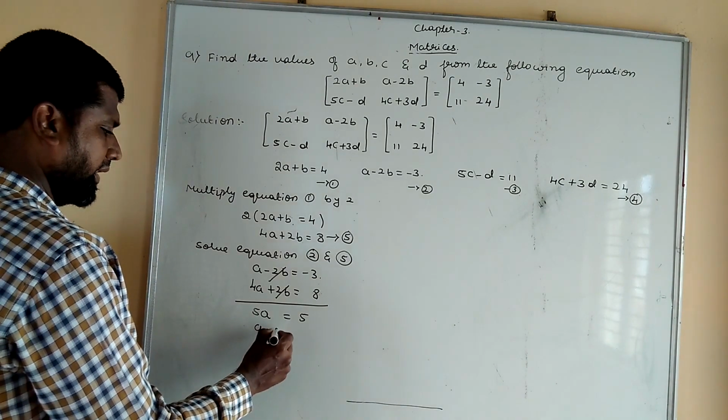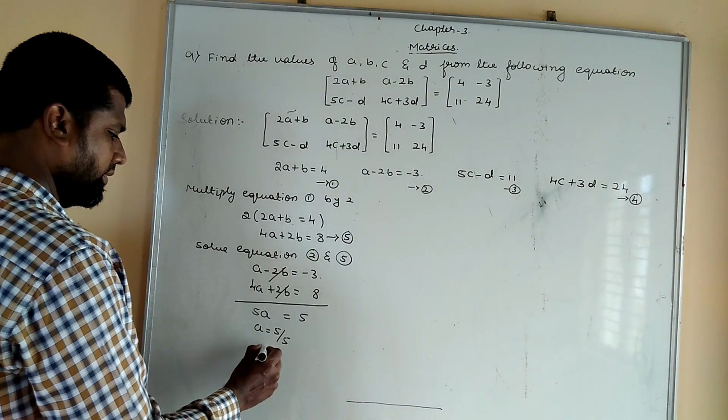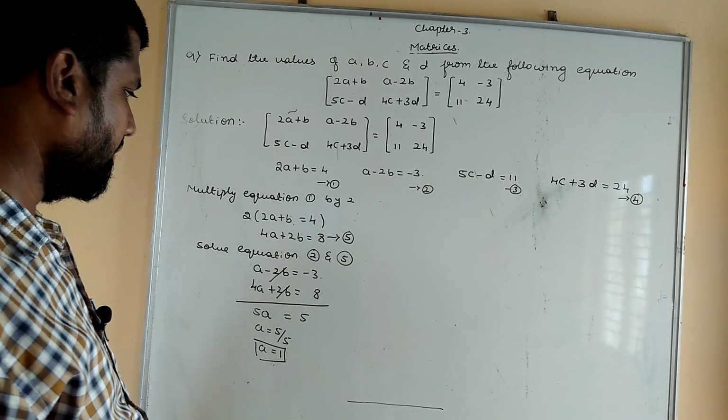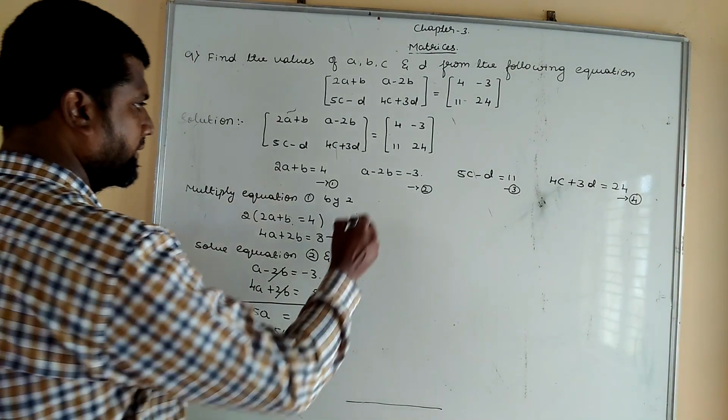A is equal to 5 by 5. That is equal to 1. We got the value of A.